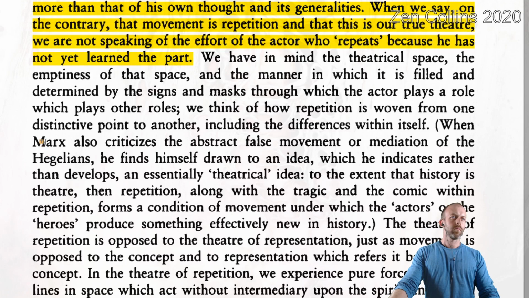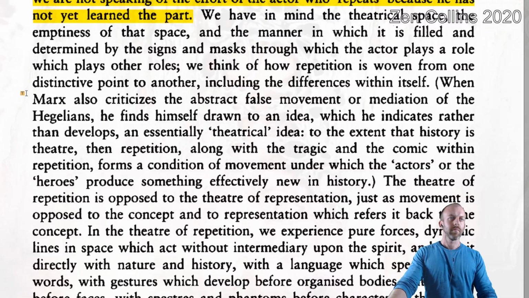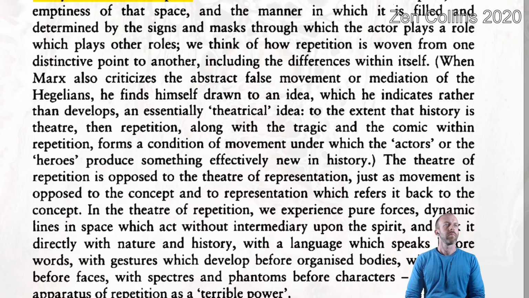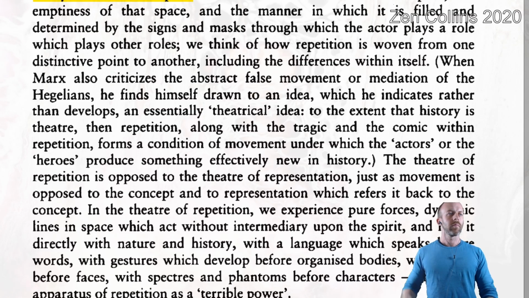When Marx also criticizes the abstract false movement or mediation of the Hegelians, he finds himself drawn to an idea, which he indicates rather than develops, an essentially theatrical idea to the extent that history is theater. Then repetition, along with the tragic and the comic within repetition, forms a condition of movement under which the actors, or the heroes, produce something effectively new in history.